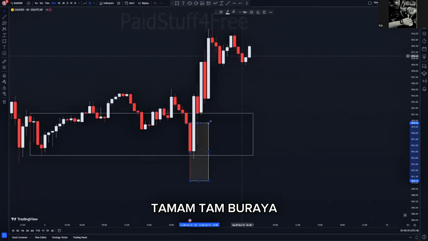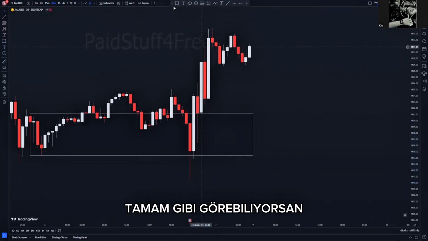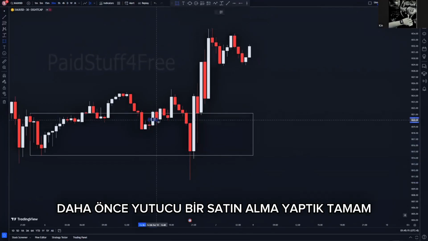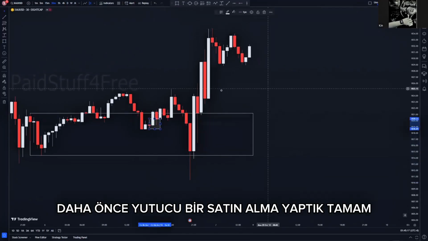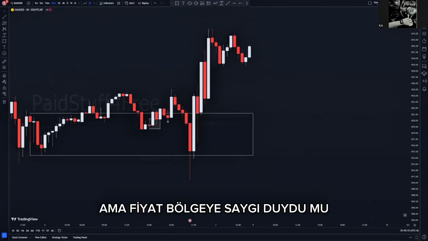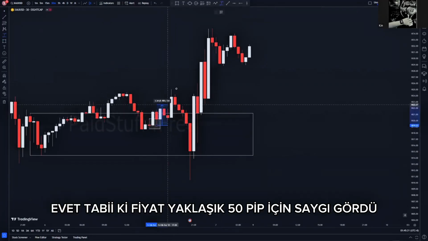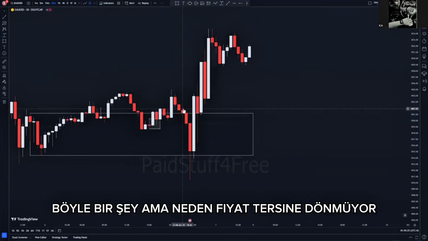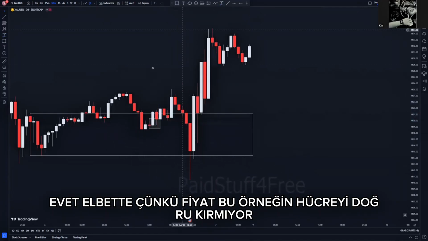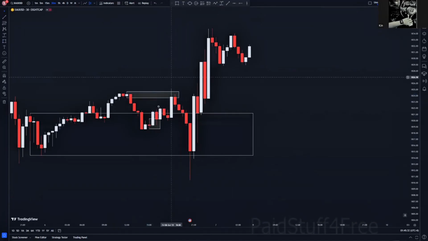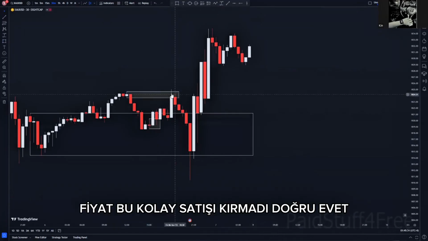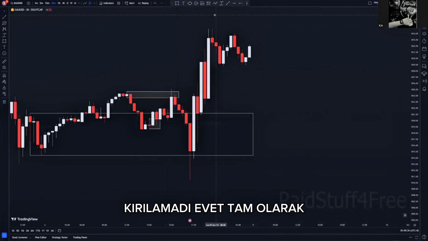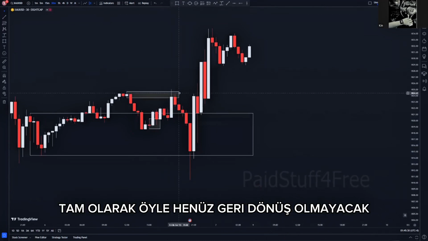So right over here, we had an engulfing buy earlier, right? But did the price respect the zone? Yeah, of course. The price respected it for about 50 to 60 pips. But why didn't the price make a reversal? Because the price didn't break this EG sell. It failed to break. So there will be no reversal yet.